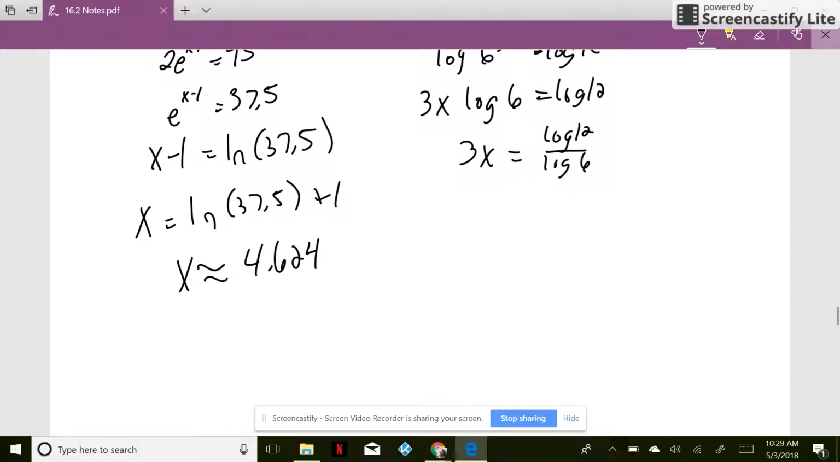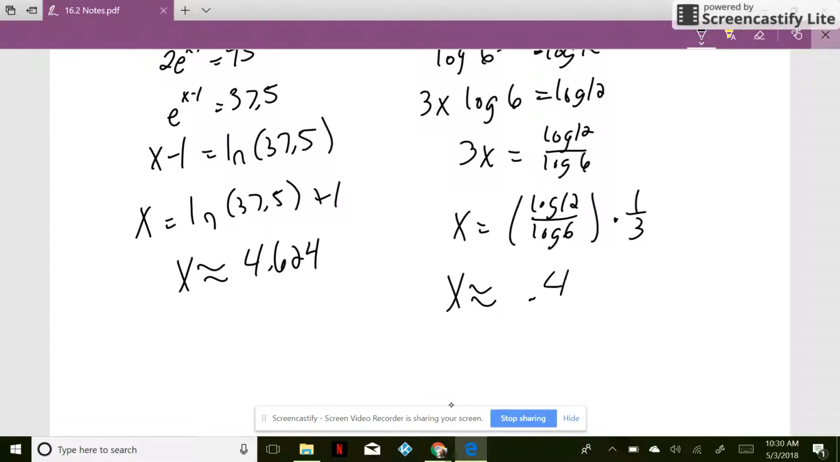And then divide by 3. So instead, how I'm going to write it is I'm going to take this log 12 divided by log 6. And instead of writing divide by 3, I'm going to say multiply by 1/3. Same idea. And you'll get an answer of about 0.462.